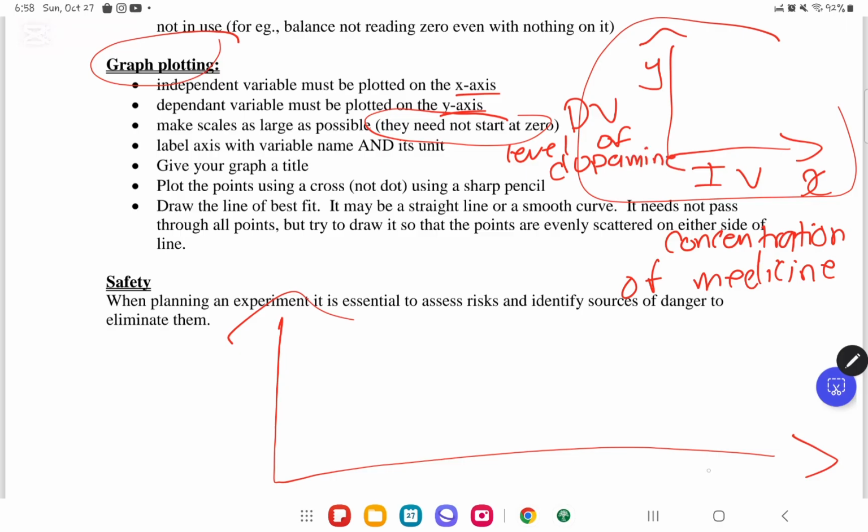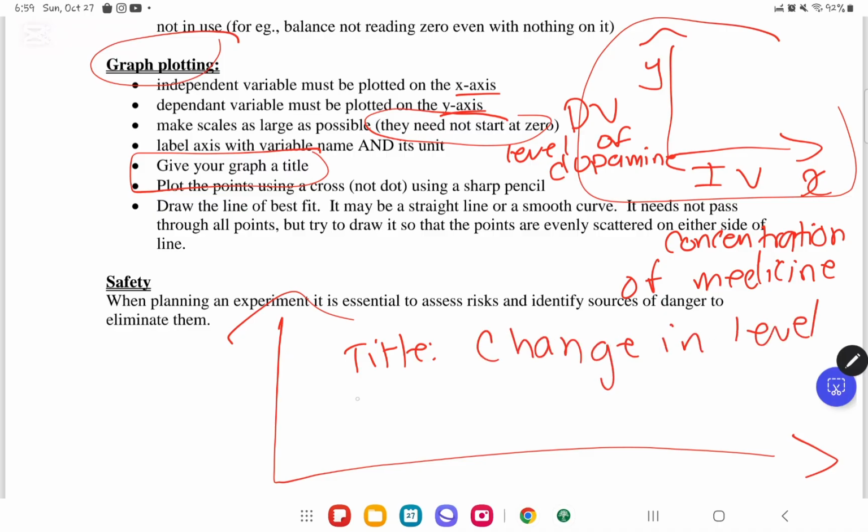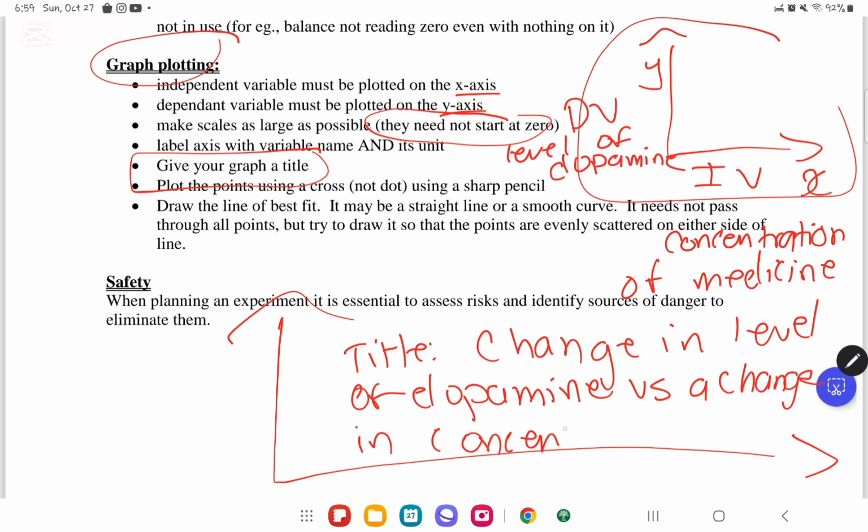Alright? So to give our graph a title very easily, the title of this experiment is, for example, the change in level of dopamine versus a change in concentration of medicine.